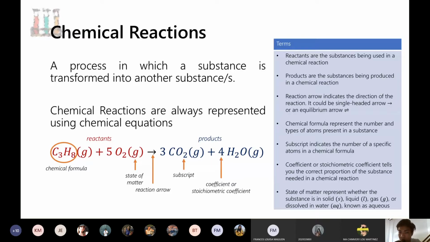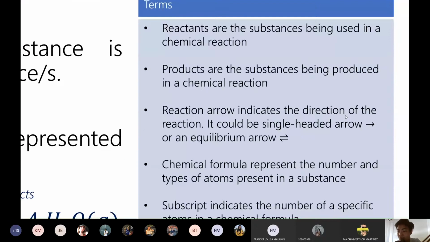So ganun yung move ng reaction. Yun yung direction ng reaction if we have an equilibrium arrow. And we will discuss this further sa inyong analytical chemistry, which is next semester. Hopefully, face-to-face na yun.